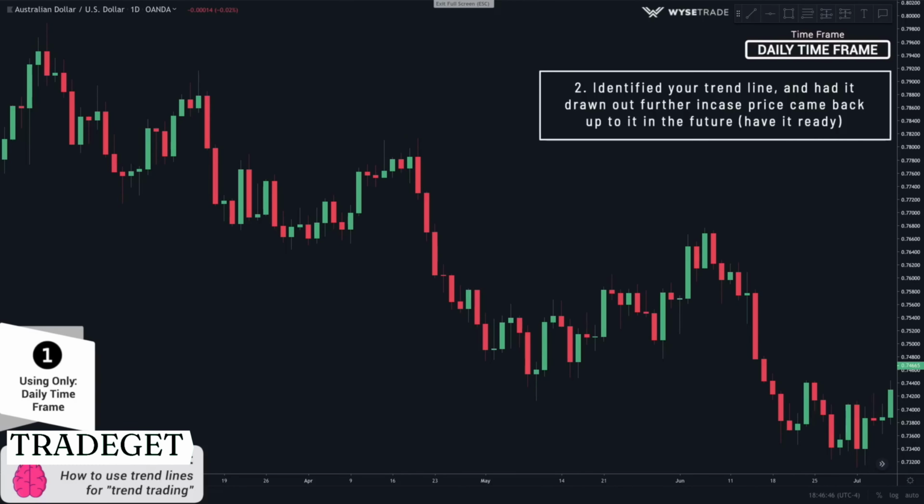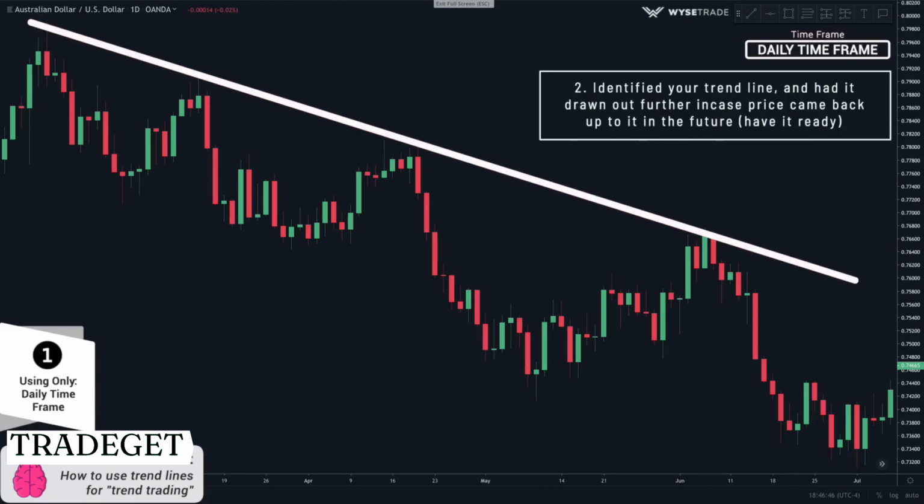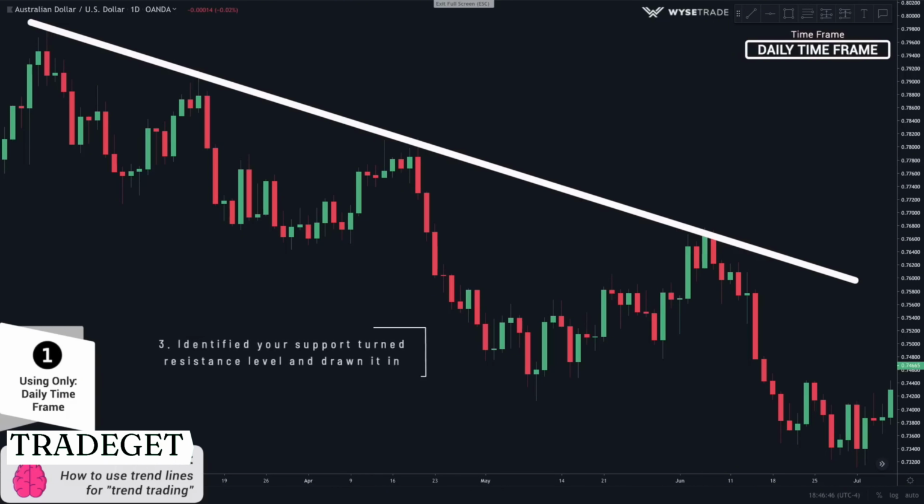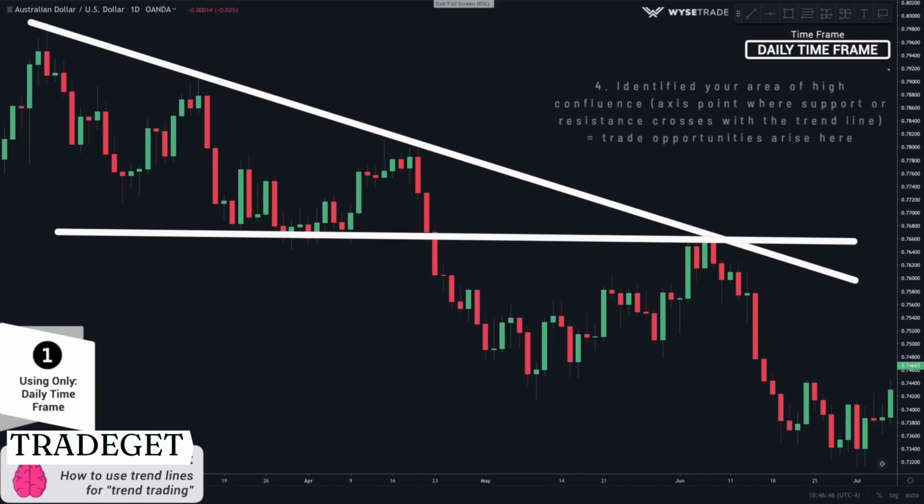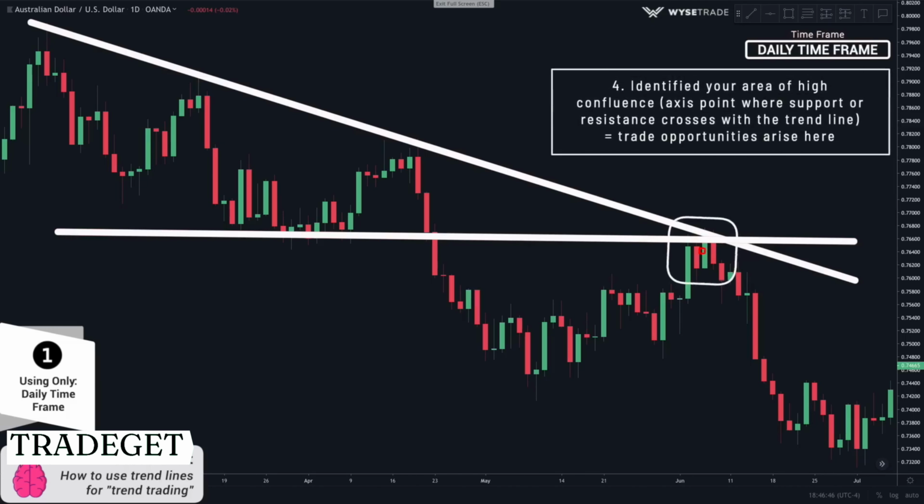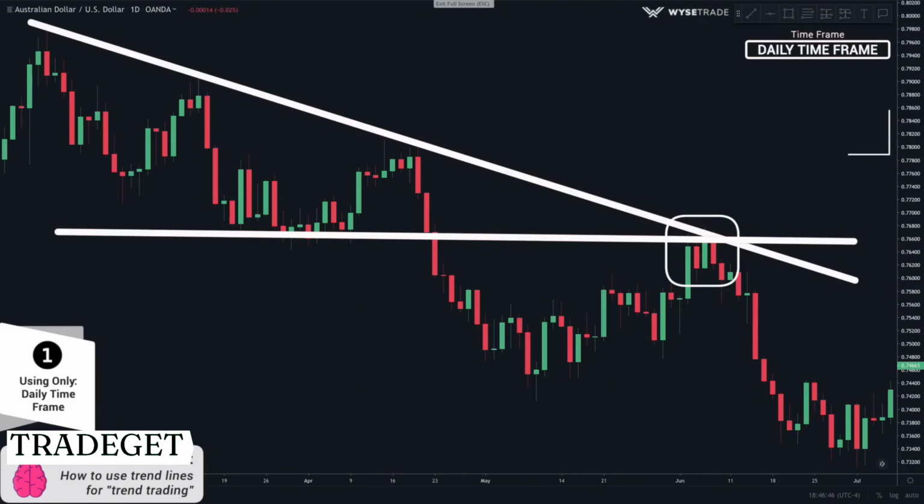Second, you would have identified your trend line through these 3 points and drawn it in, and had it stretched out further in case price came back up to it. Third, you would have looked left and spotted the support turned resistance level here and had it drawn in. Fourth, you would have then identified this area of high confluence where your trend line and resistance level intersected, which means there would be possible short trade opportunities once price got here.